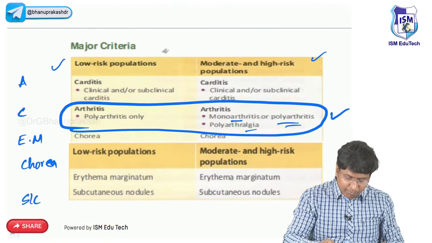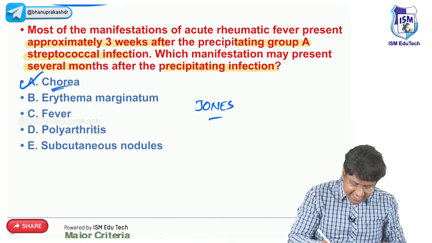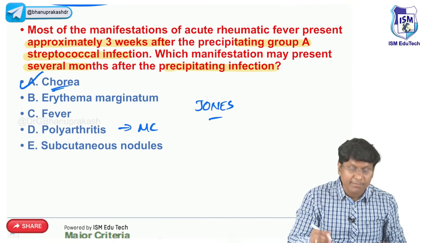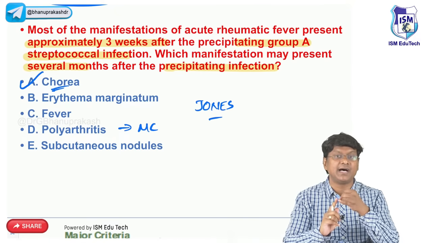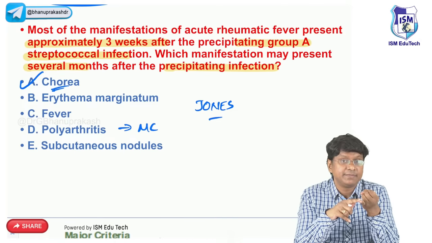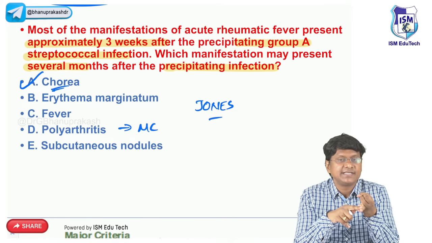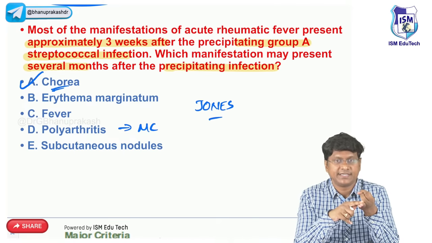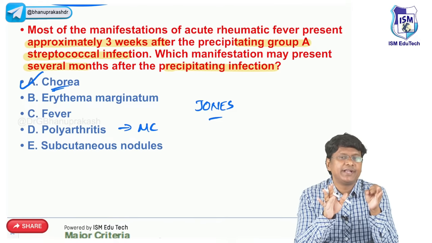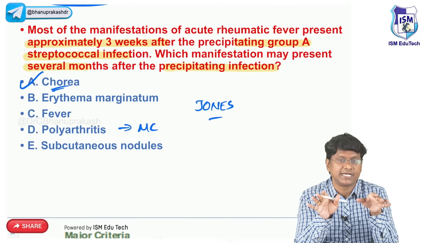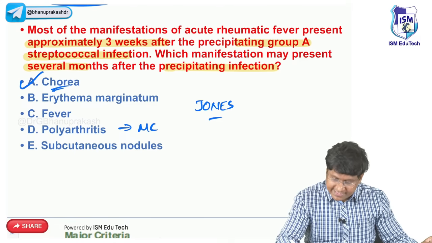And what is the most common, earliest manifestation? The most common, earliest manifestation will be arthritis. Arthritis will develop within 2 weeks. And the arthritis here is non-erosive arthritis. Rarely you get a deformity that is called Jaccoud's arthropathy.